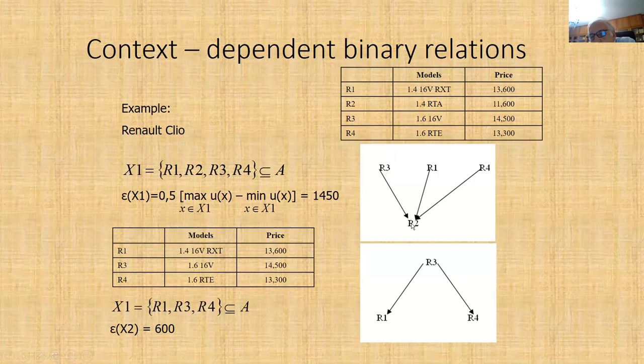Let's take out R2. Just erase it from the consideration. Then we have the set of three cars. I'm sorry, here it should be X2. These are three cars, Renault Clio. And if we define this epsilon according to this formula, epsilon is equal to 600. We can see that in our binary relation before, these three alternatives were indifferent with each other, right? Now R3 is better than these two, okay?